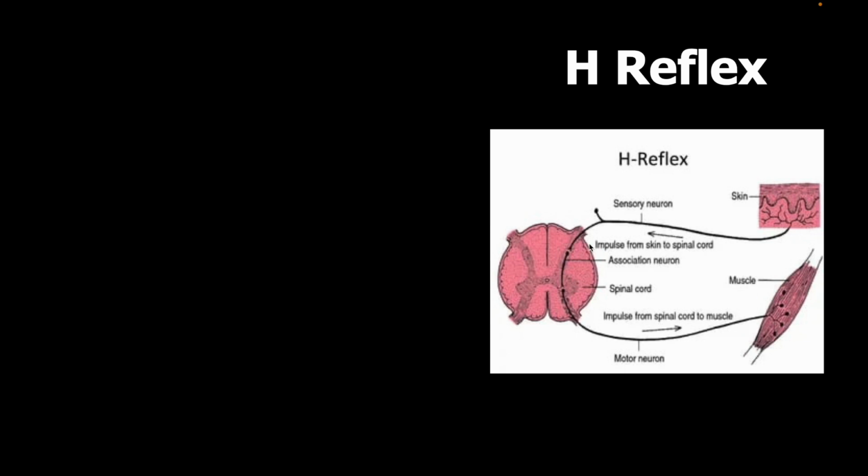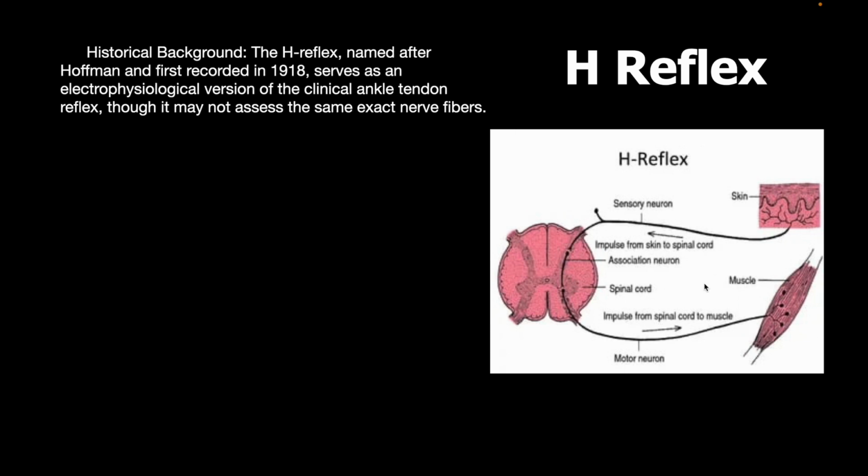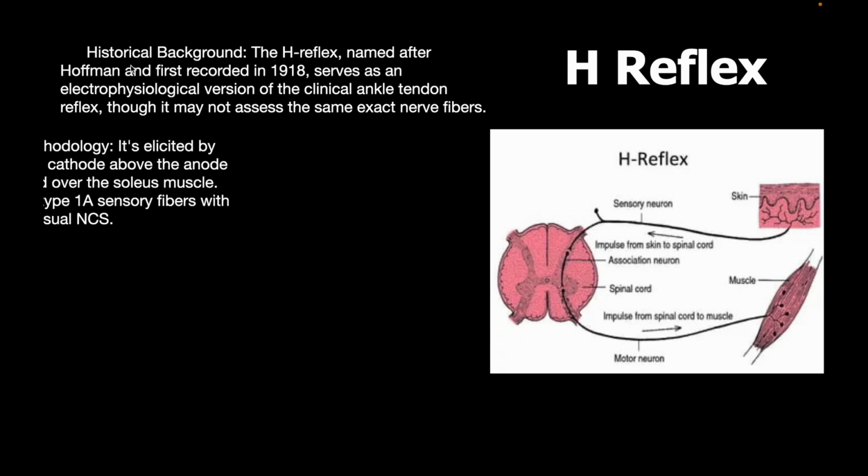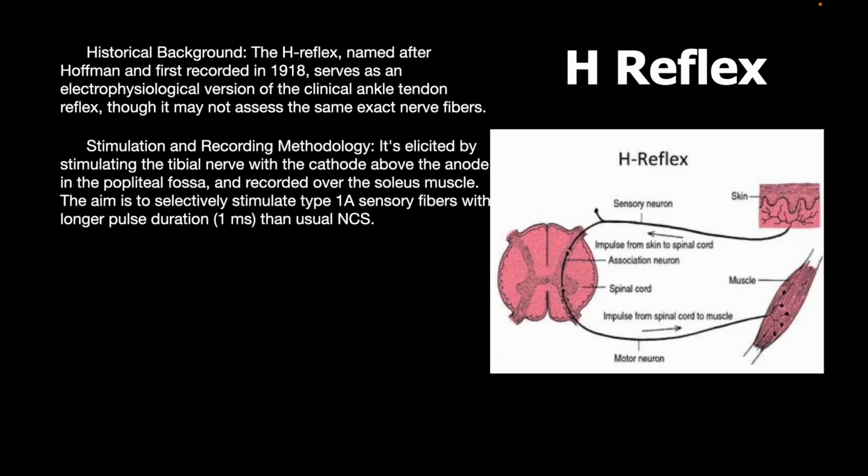The next is the H reflex. In the H reflex, from the electrical signal from the sensory nerves, you get a stimulus. The H reflex is named after Hoffman, who first recorded it in 1918 as the electrophysiological version of the clinical ankle jerk reflex, though it may not assess the exact nerve endings as described. It is elicited by stimulating the tibial nerve with the cathode above the anode in the popliteal fossa, and the recording is done in the soleus muscle.